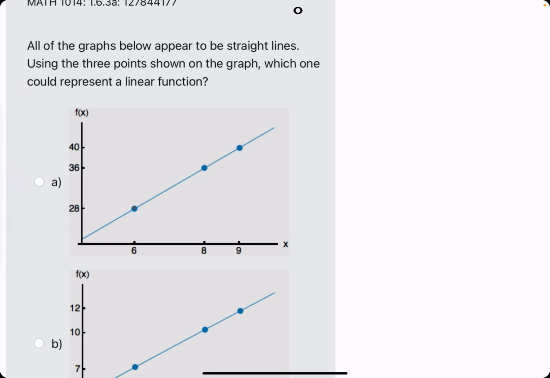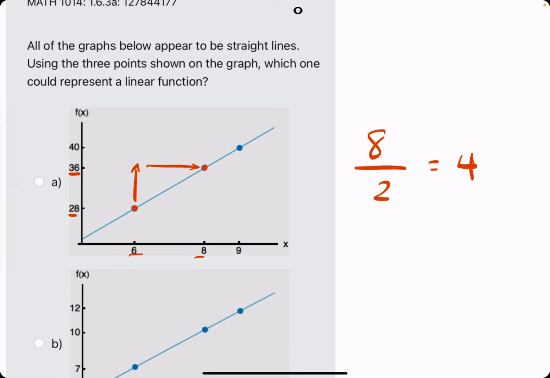So from this point to this point, we are rising from 28 to 36. That is a rise of 8. So you have to know the difference between those. So it couldn't hurt to use a calculator if need be. 36 minus 28 gives us that 8, and we are running from 6 to 8. So 2. So 8 over 2 is our first slope. If you want, you can simplify that to 4. 8 divided by 2 is 4.